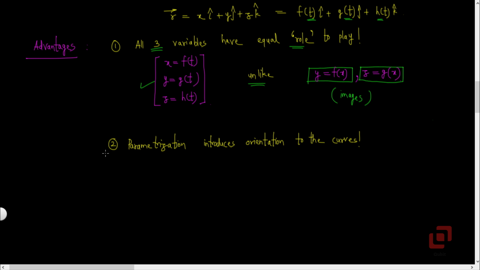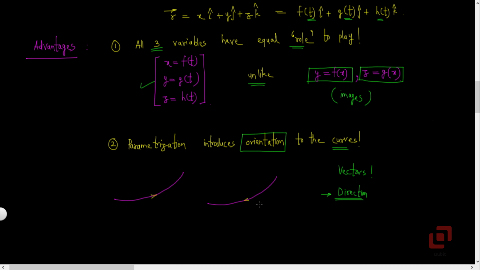The second advantage of parameterization is that it introduces orientation to the curves. Let me remind you that we are studying the curves in the context of vectors, and the prominent feature of vectors is that they have direction. In other words, when you talk about curves, in addition to the vectors, it makes more sense to talk about the direction in which you are traversing the curve. And that is what we mean by orientation of the curves.